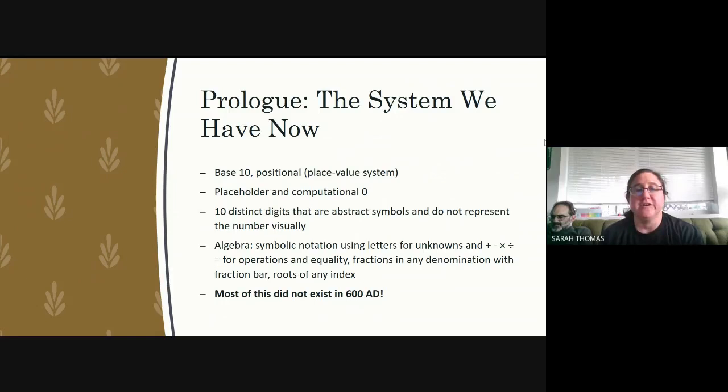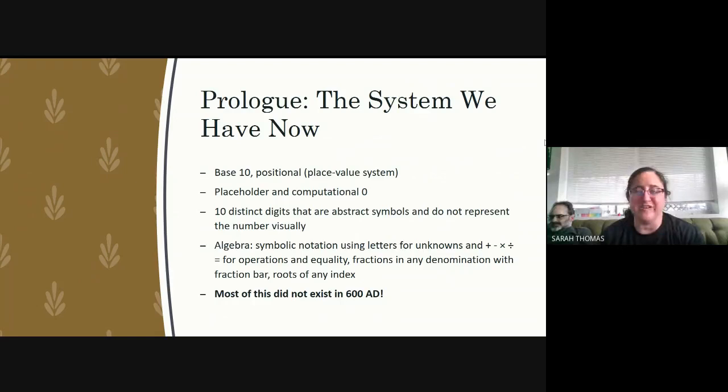We also have algebra. We have a way to symbolically notate equations using unknowns. We have these four mathematical symbols and the equal sign. We have fractions with any denominator you want, any numerator you want. And we also have roots with any index. We can do cube roots, square roots, fourth roots. We can do all those kinds of roots. We can even raise numbers to powers that are irrational. And most of this did not exist in 600 AD. In fact, a lot of it didn't exist at 1600 AD.